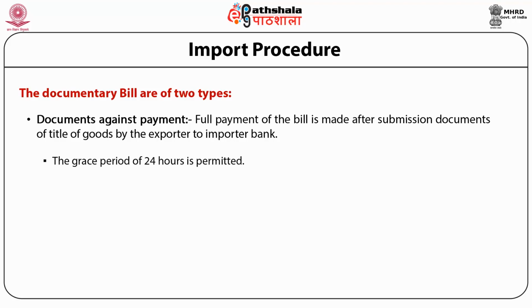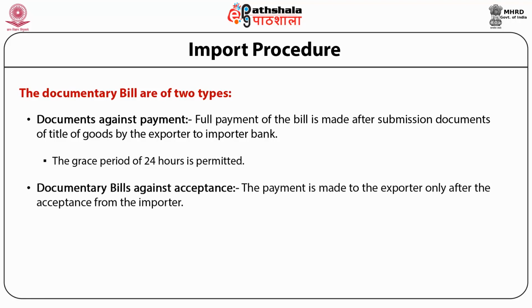The other type of documentary bill is documentary bills against acceptance. The payment is made to the exporter only after the acceptance from the importer. Documents are retained by the importer's bank till the date of maturity. A period of 30 to 90 days is permitted in this type of documentary bill.